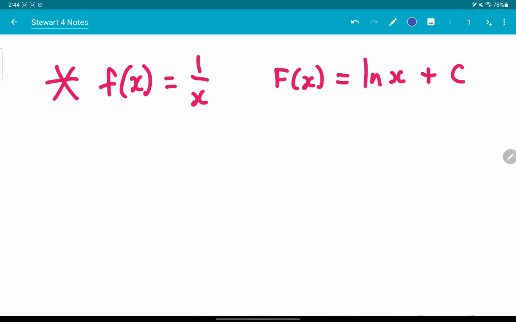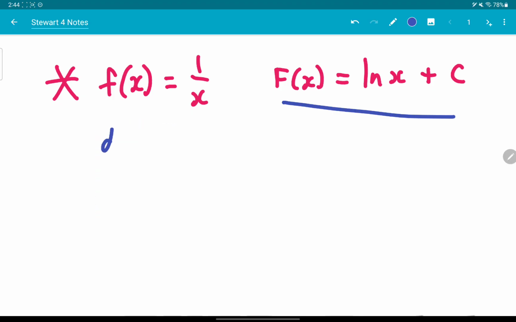Okay, so there's something a little bit wrong with this one. It's not terrible, but a little bit wrong. What do I notice? Here's my original function, here's my antiderivative. And the domains are much different.